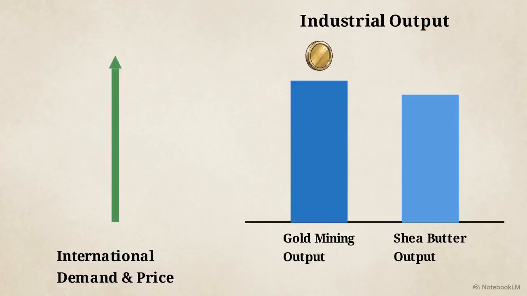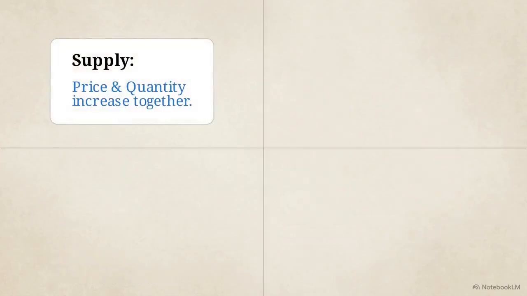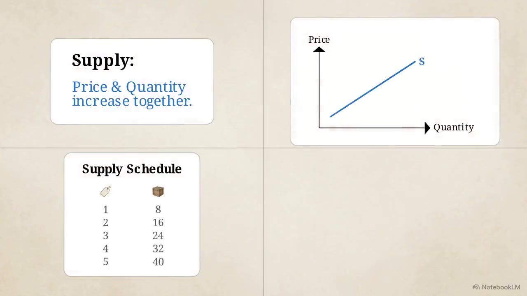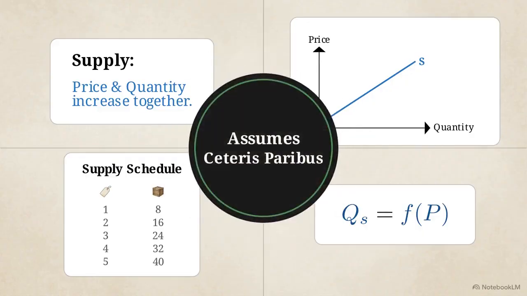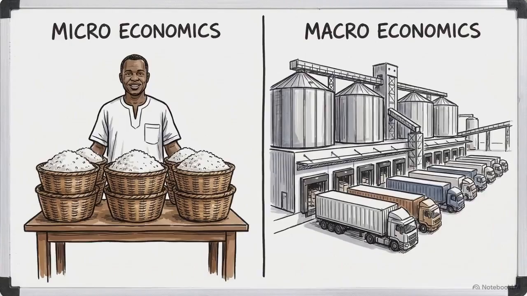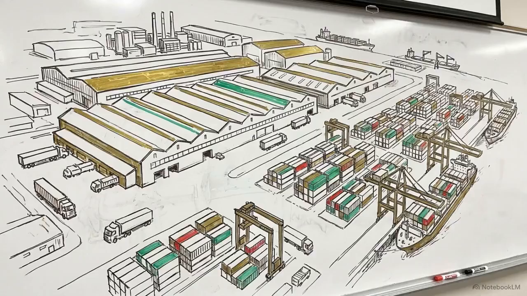To summarize, the law of supply shows a positive relationship between price and quantity. We can express this through a schedule, a curve, or a mathematical function, provided other factors stay the same. Understanding this relationship allows you to predict how both individual vendors and entire nations will adjust their production as market prices shift.